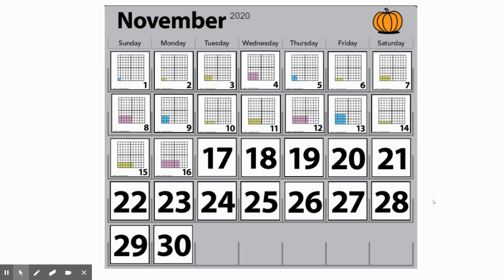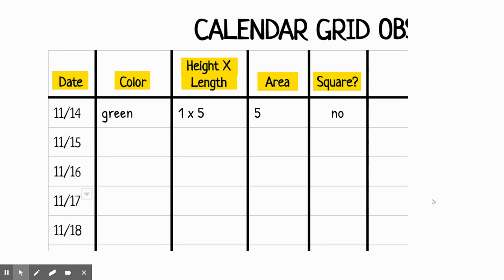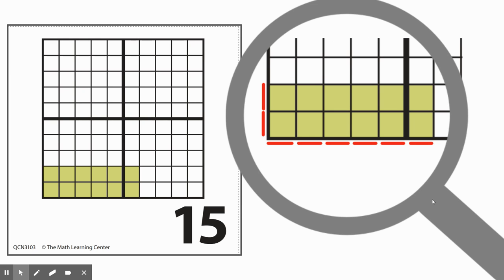I want to talk to you today about the November calendar grid and give you a chance to do some work on the 15th, the 16th, and the 17th. Remember, on our calendar grid observation chart, we're recording the date, the color, the height and the length of the figure, the area of each figure, and then whether or not it's a square. Let's take a look at Sunday, November 15th.